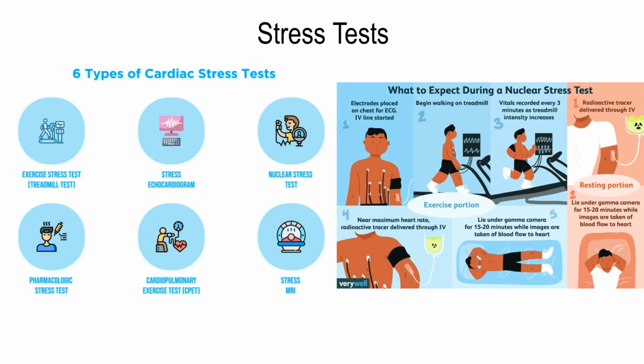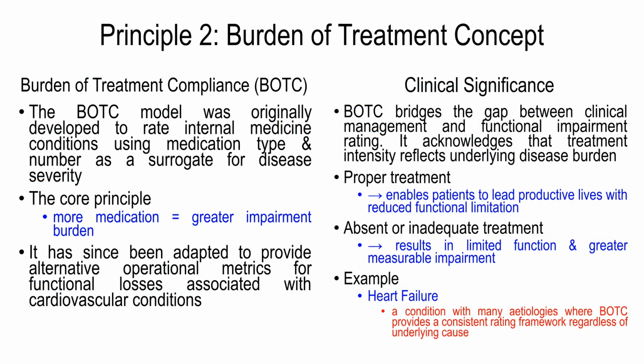Different types of cardiac stress tests are used in the assessment, such as the exercise stress test, stress echocardiogram, nuclear stress test, pharmacologic stress test, cardiopulmonary exercise test, and stress MRI. Principle 2 is the burden of treatment concept, or BOTC. This model uses the type and number of medications as a surrogate for disease severity. More medication equals greater impairment burden. The clinical significance of BOTC is that treatment intensity reflects the underlying disease burden.